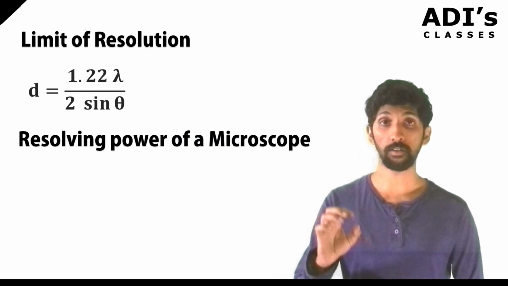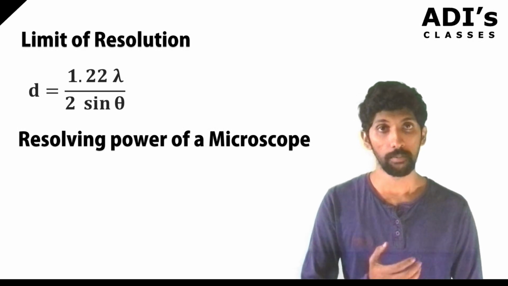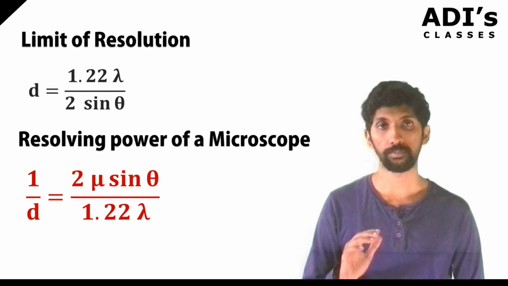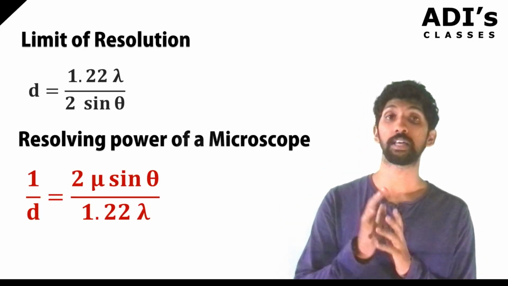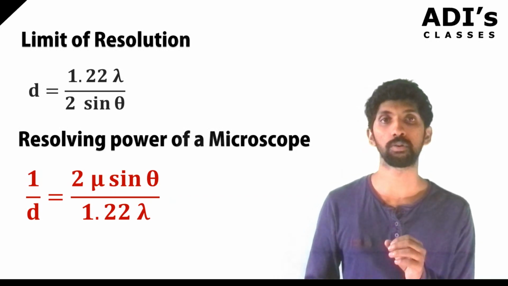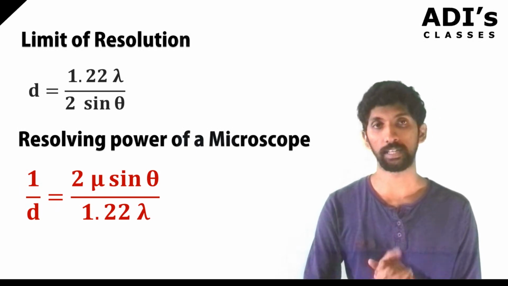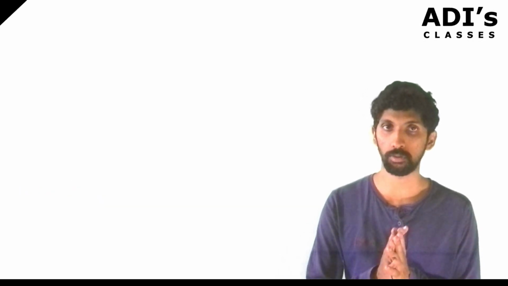This is the reason why we use oil immersion microscopes, because the mu value is a little more, and we also use a very small lambda value. This is also the reason why electron microscopes have very high resolving power, because lambda is very small. This is for a microscope.